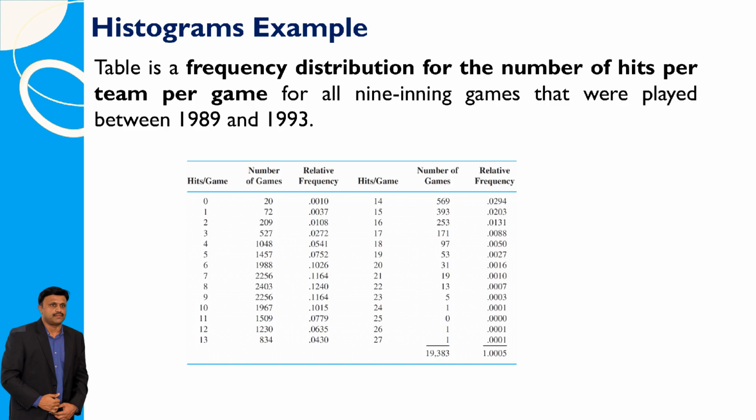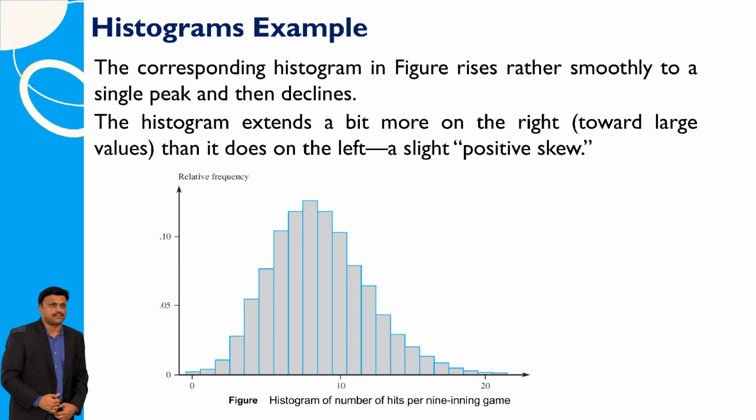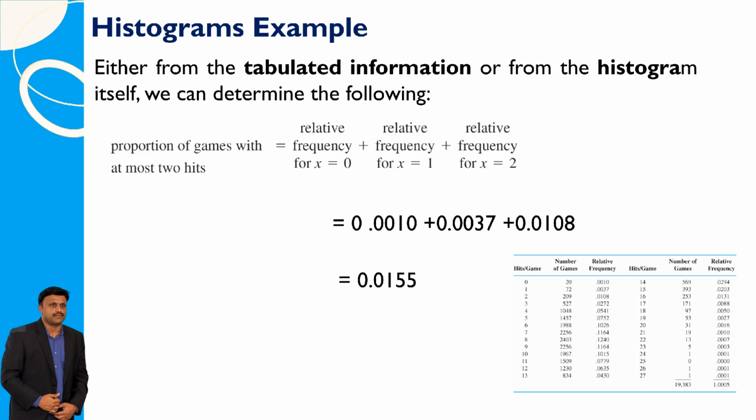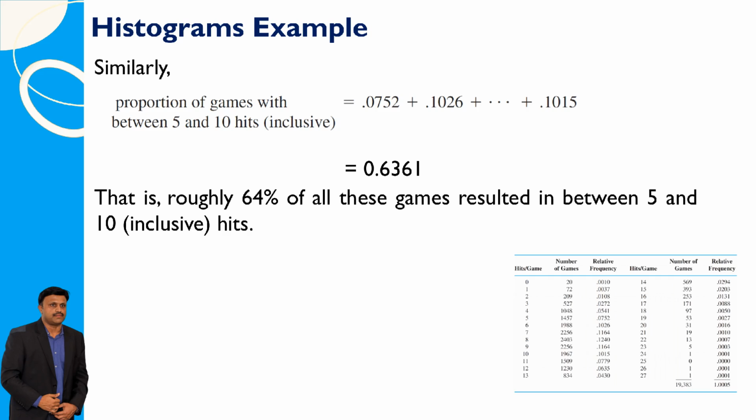The table presents a frequency distribution of the number of hits recorded by each team during 9-inning baseball games played between 1989 and 1993. It details the number of games corresponding to various hit totals, illustrating the distribution of performance levels among teams over that period. The histogram depicted in the figure shows a smooth rise to a single peak followed by a decline. It exhibits a slight positive skew, as it extends further to the right towards larger values compared to the left. Based on either the tabulated information or the histogram, we can deduce the proportion of games with at most 2 hits. Approximately 64% of these games had between 5 and 10 hits.